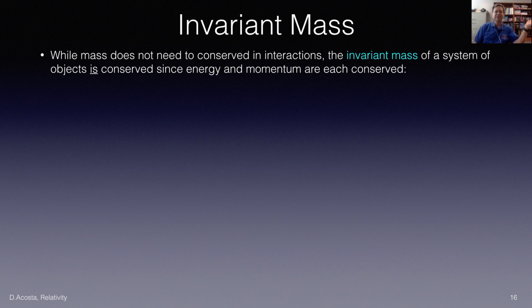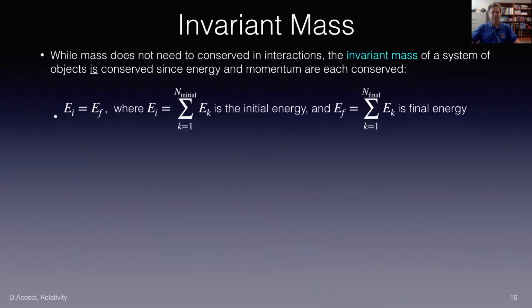While the mass does not need to be conserved in interactions, the so-called invariant mass of a system of objects is conserved. It's a Lorentz invariant. Why is it conserved? Well, in one sense, we've already proved that to ourselves using the Lorentz invariant equations. But it's also true because we know that total energy is conserved and total momentum is conserved. And the so-called invariant mass is an expression involving those two quantities.